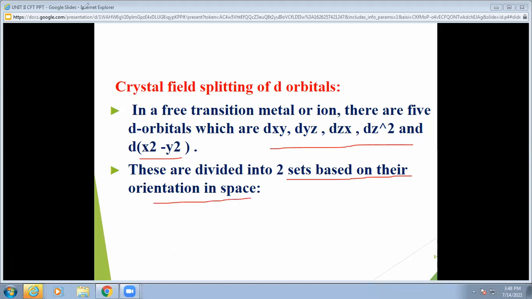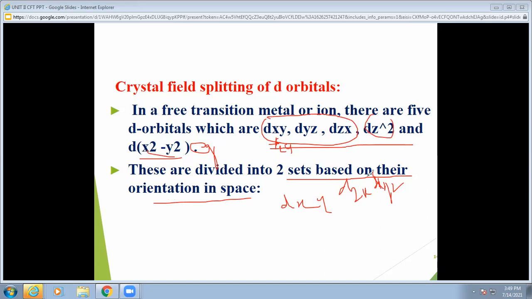What are the two sets? dxy, dyz, dzx. Okay, these three are one set. This is called the T2g set. These three orbitals, dxy, dyz and dzx, make up the T2g set.